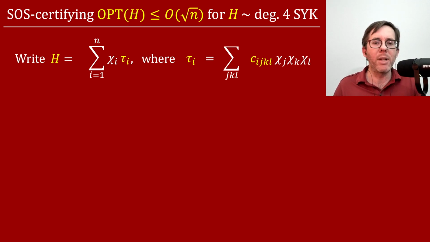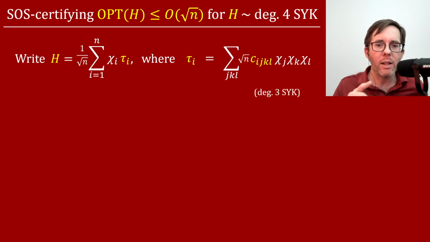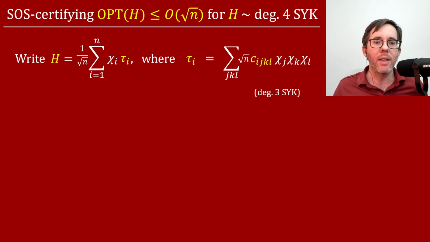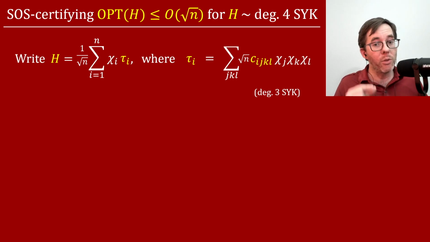And actually I'm being a little sloppy here because in tau I you should really only sum over j, k, and l that exceed I, but let me just be a little bit sloppy with the indices in this talk. Okay, so let's also stick a 1 over square root n in front of the sum over I in H, and then stick square root n back into each tau I term. I only do this normalization rejiggering so that the tau I's become normalized with the L2 norm of their coefficients 1 in expectation. And in this way, you see that each tau I pretty much looks like an independent draw from degree 3 SYK.